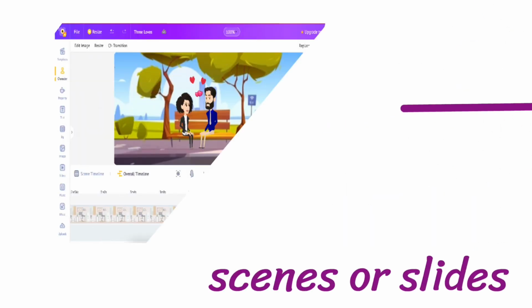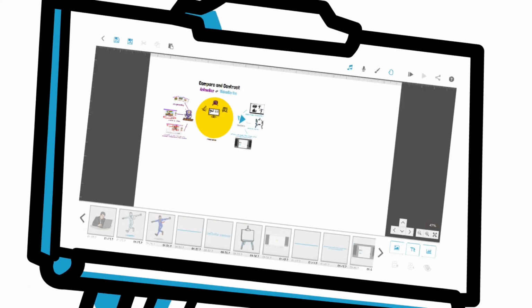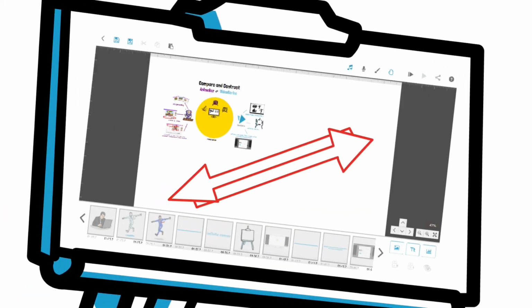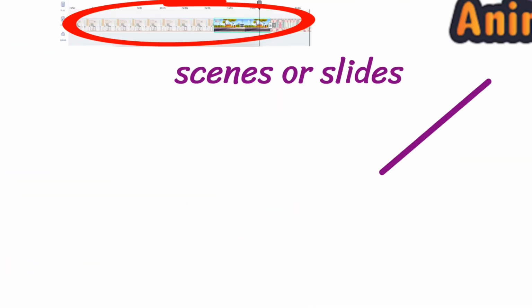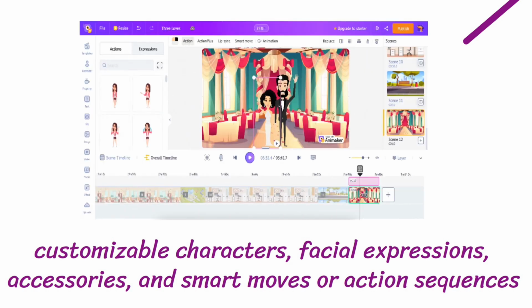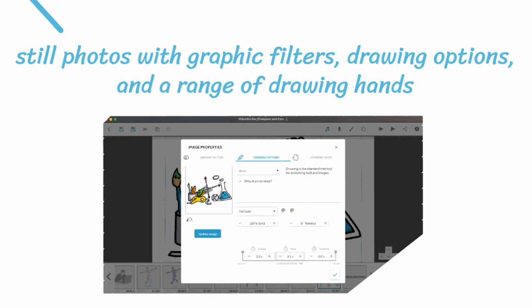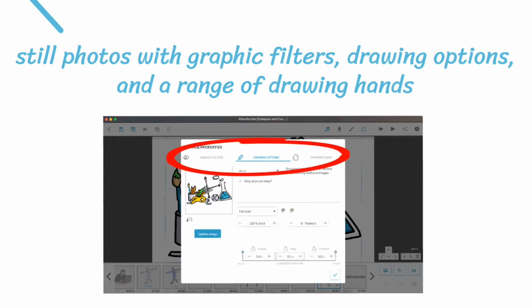Animaker uses scenes or slides to put together assets, whereas VideoScribe has an infinite canvas with an adjustable camera position to highlight texts and images. Specifically, Animaker features customizable characters, facial expressions, accessories, and smart moves or action sequences to create studio-quality projects. VideoScribe uses still photos with graphic filters, drawing options, and a range of drawing hands within its library.